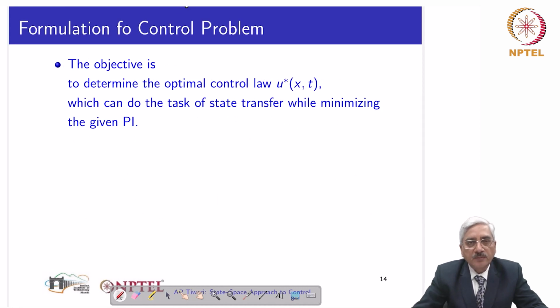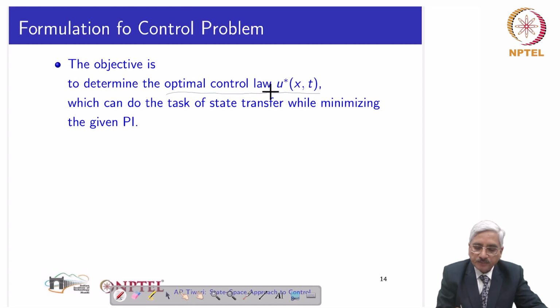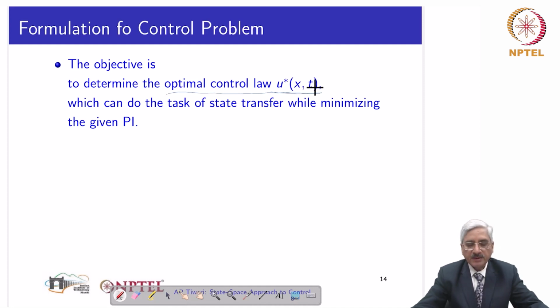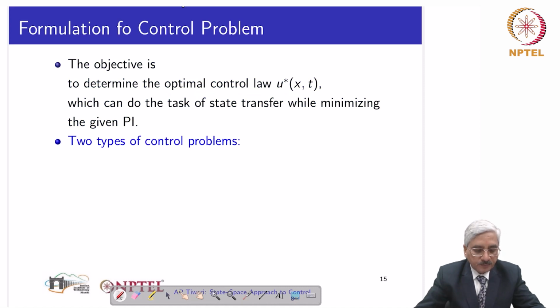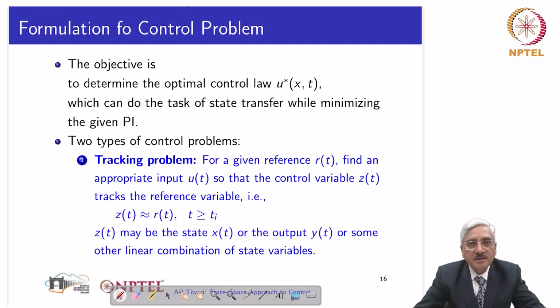Now we come to the formulation of the control problem. Here the objective is to determine the optimal control law, u star, the arguments of which are the state and the time, which can do the task of state transfer while minimizing the given performance index. And in general, we have two types of control problems depending upon the performance integral which is there. One is the tracking problem.